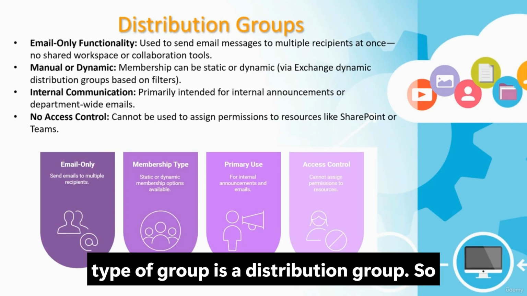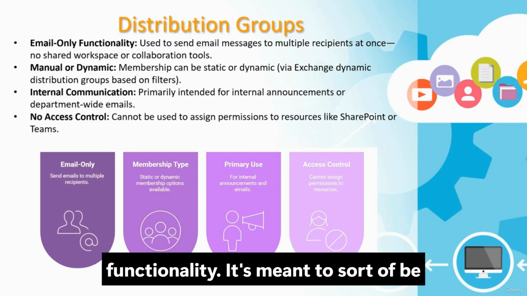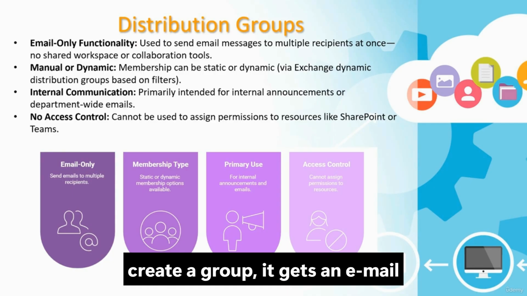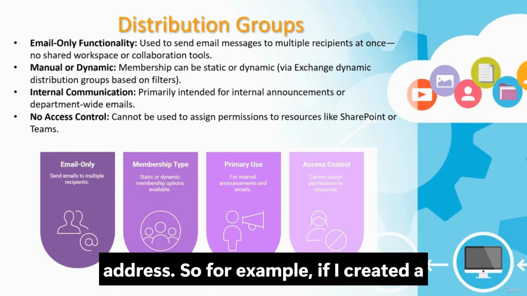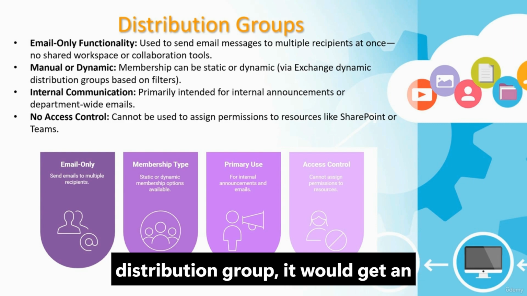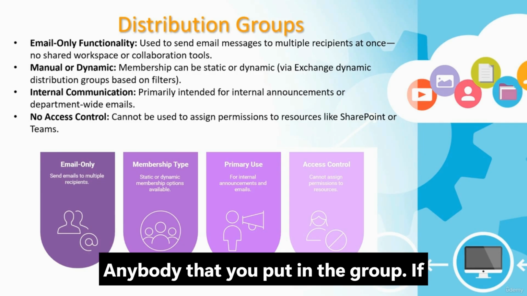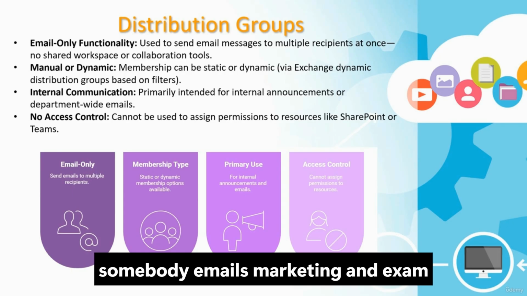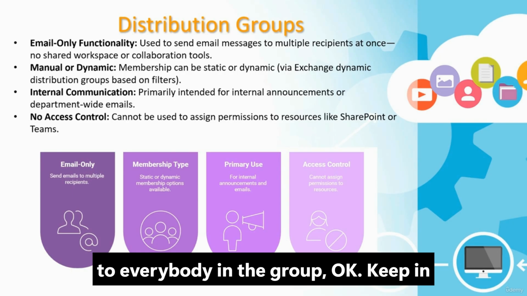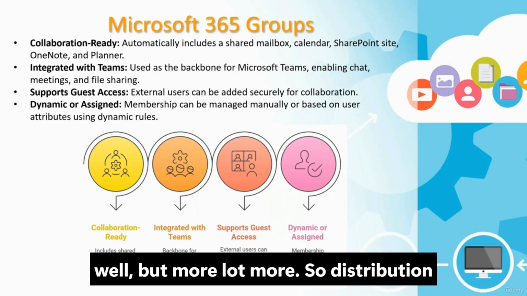All right. The second type of group is a distribution group. A distribution group has email-only functionality. It's meant to be like a distribution list, meaning you create a group and it gets an email address. For example, if I created a group called marketing that was a distribution group, it would get an email address like marketing@examlabpractice.com. If somebody emails marketing@examlabpractice.com, the email would go out to everybody in the group. Keep in mind, a Microsoft 365 group can do that as well, but a lot more.